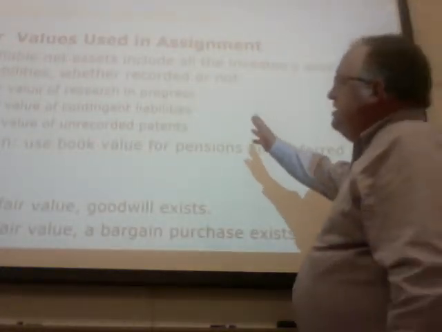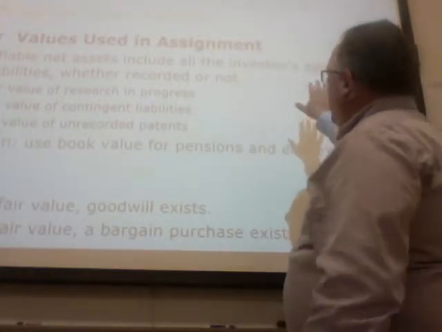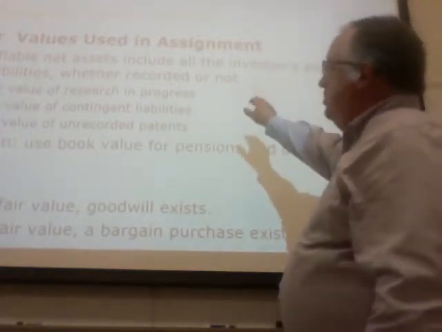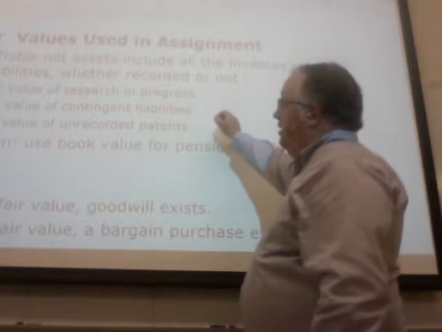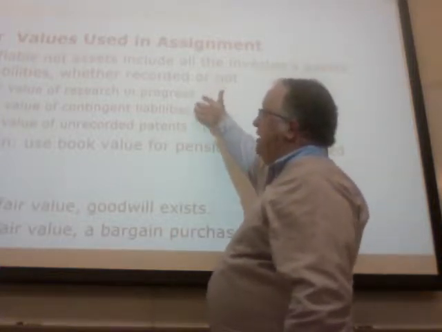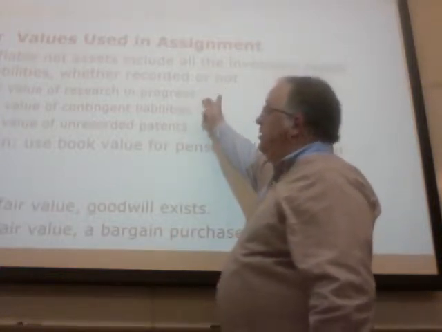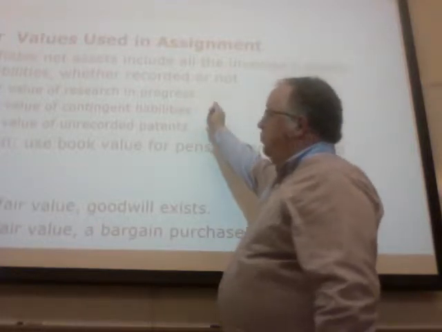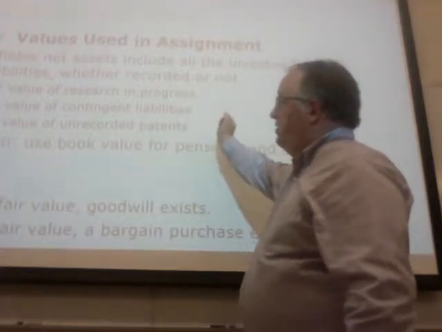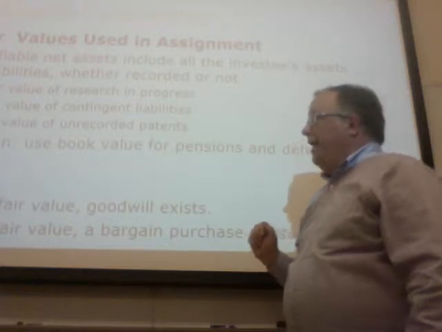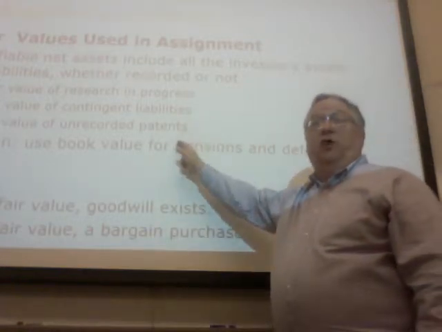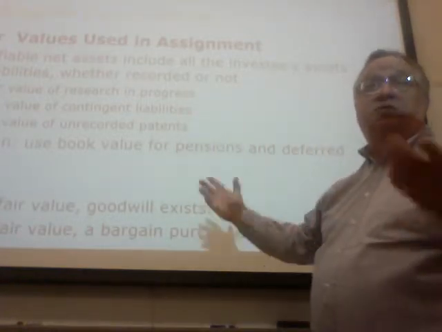Fair values used in the assignment. Identifiable assets include all of the investee's assets and liabilities, whether they're recorded or not. There's going to be things that are not on the investee's books that we'll need to look at. Things like fair value of research in progress, fair value of contingent liabilities, fair value of unrecorded patents, or I think rather self-developed patents where you've expensed the costs of developing that patent.